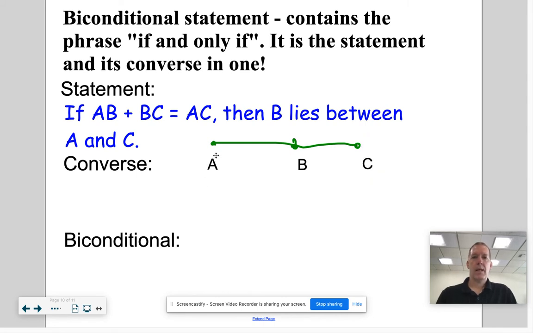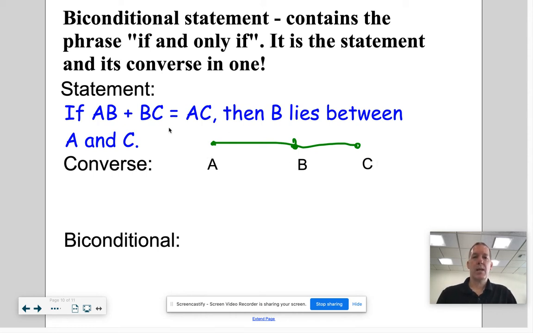So I've got the distance from A to B plus the distance from B to C equals the distance from A to C. Well, that's a true statement. So if that's true, then they're saying that B lies between them. And that's actually a definition in Euclidean geometry, that if you use this word between, it's actually on the straight line distance between those 2 points. So B is between them. So this is a true statement.